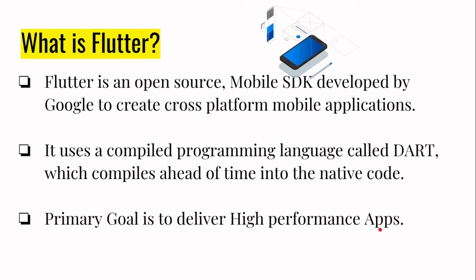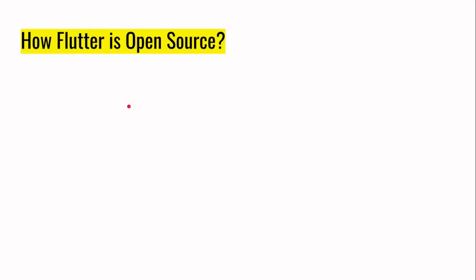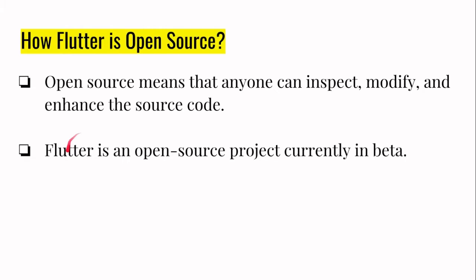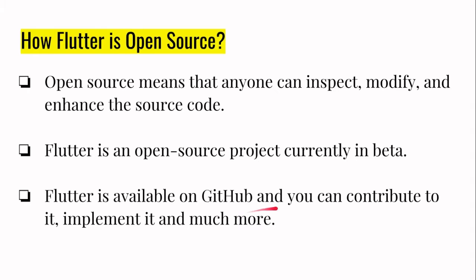Now, let's see how Flutter is open source. Open source means that anyone can inspect, modify, and enhance the source code. Flutter is an open source project currently in beta. Flutter is available on GitHub and you can contribute to it, implement it, and much more. Now, how to do that? Simply go to Google and type GitHub Flutter. The first link would probably be the Flutter GitHub code. Now you can go through it and know much more about it.